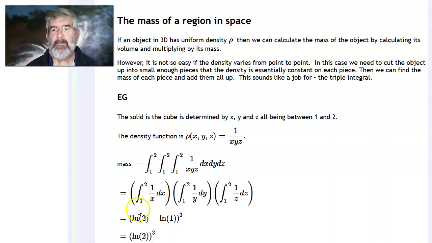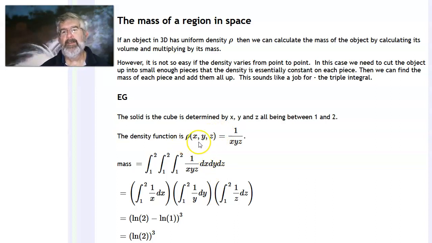Okay. So here's a reasonably simple example. I want to take a cube. I'm going to place it in XYZ space where all X, Y, and Z are between 1 and 2. So between 1 and 2 on the x-axis, between 1 and 2 on the y-axis, and 1 and 2 on the z-axis. Typically, I would place it with the center at the origin, but because of the density function I want to use, I don't want the origin involved here.